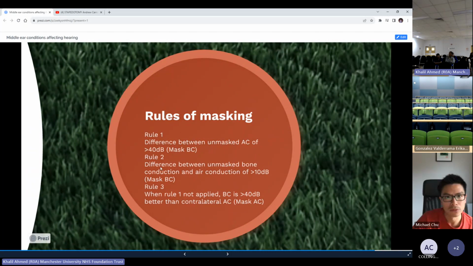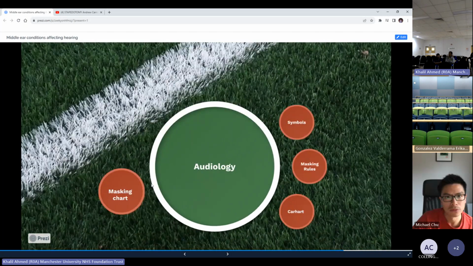Okay, rule 2. The difference between the unmasked bone and the air conduction is greater than 10 dB. Okay, so let's give you an example of that.